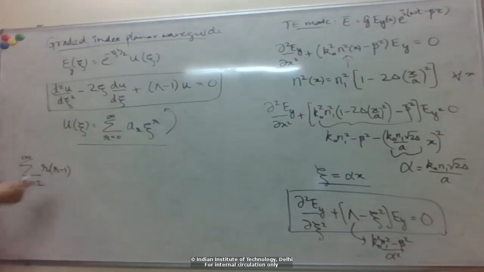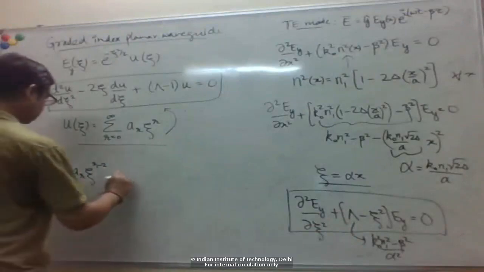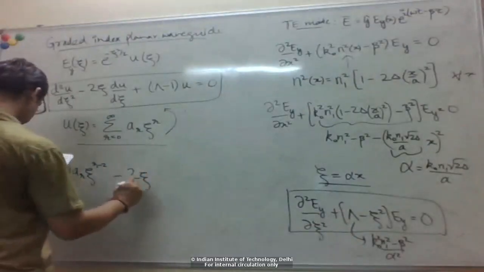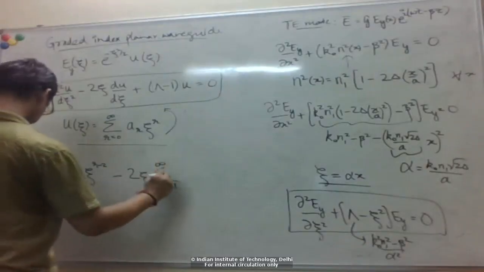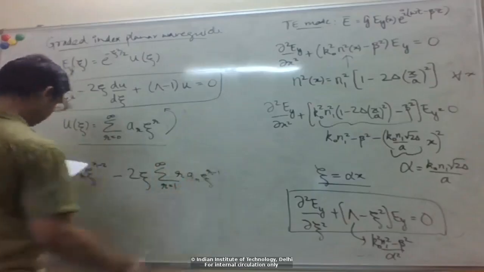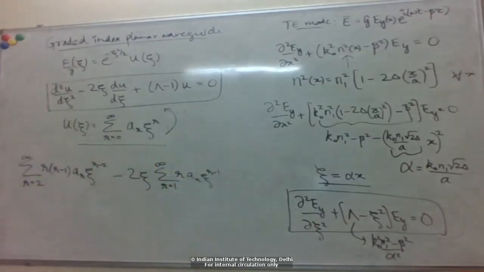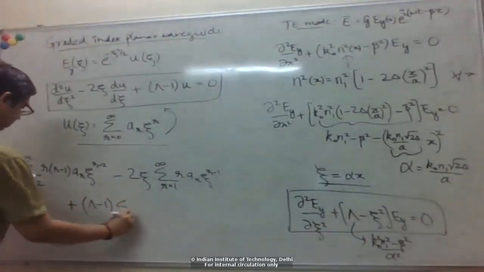So you get r times r minus 1 for the double differential. The power reduces by 2. In the second term, the power reduces by 1. You get r times a_r psi to the r minus 1. And then, of course, the constant term here.